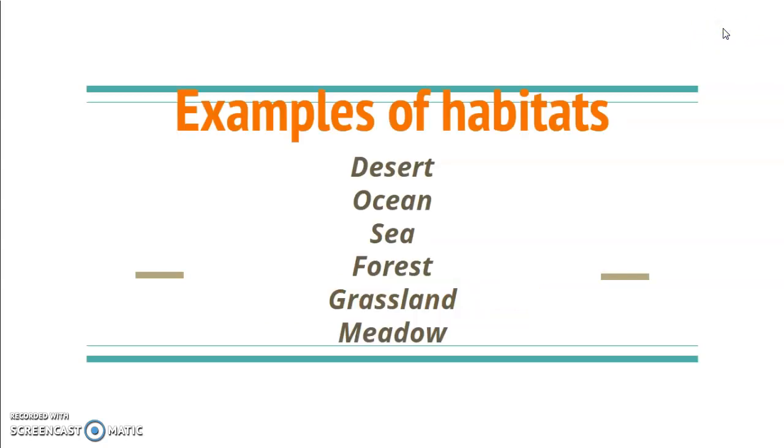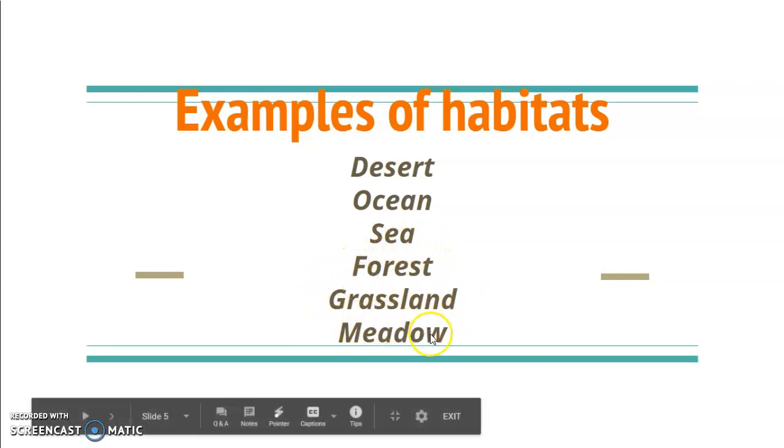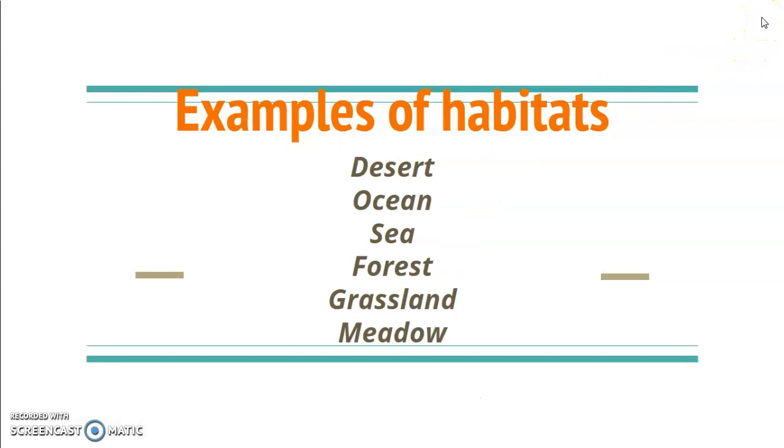Here are some examples of habitats in the environment. Desert, ocean, sea, forest, grassland, meadow. Repeat after me: desert, ocean, sea, forest, grassland, and meadow. There are many more habitats, but I gave you some of them.